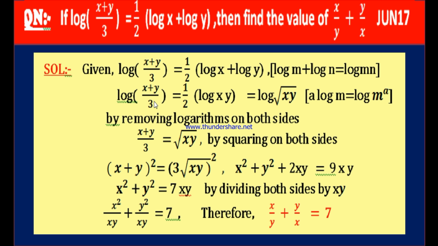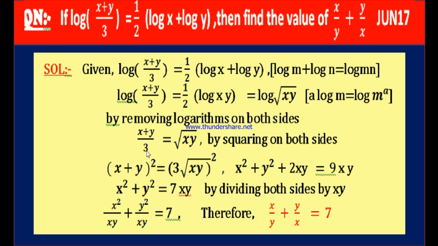Therefore, log (x plus y) by 3 is equal to log of root over xy. Now this is LHS and this is RHS. Both these LHS and RHS have logarithms. Therefore, you can cancel or remove logarithms on both sides. By removing logarithms on both sides, (x plus y) by 3 is equal to root over xy. Now, in order to remove the square root, let us square on both sides. That is, LHS whole square is equal to RHS whole square.